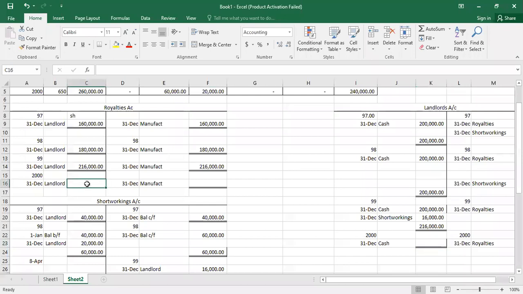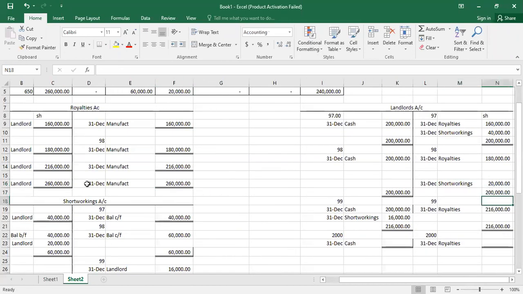So in the year 2000, we are now closing the books. Here we have 260, right? Yes. So you can as well close it. You go to the landlord's account, closing it with the royalties, which is 260, in the year 2000.